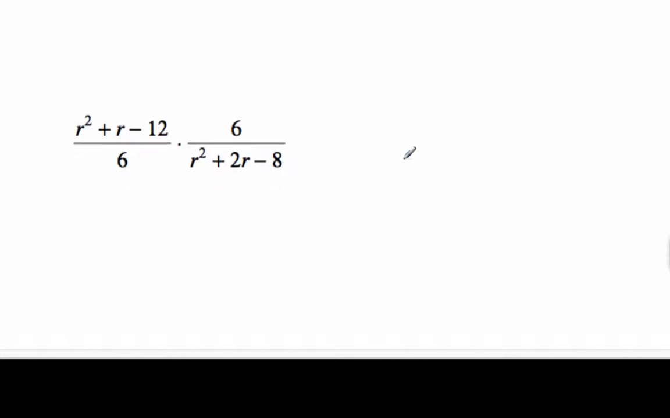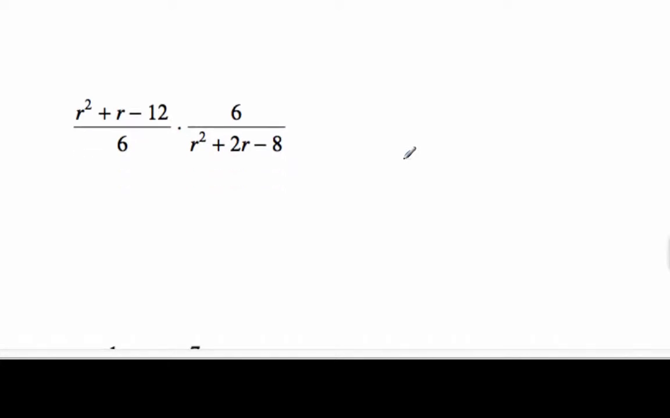Alright, so now let's take a look at another example. This one's a little more difficult. The nice thing is, if I look at this, I see that I've got a 6 here and a 6 here. I cannot cross out the r squareds and then deal with the 8 and the 12. I have to actually factor this first. So let's deal with factoring.